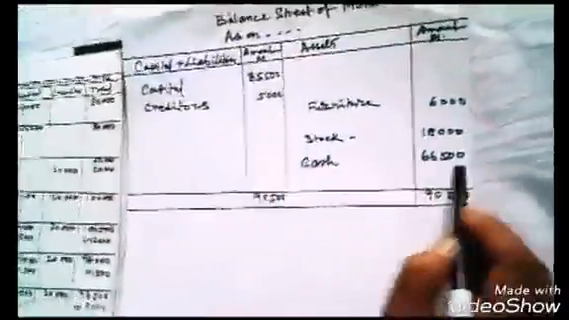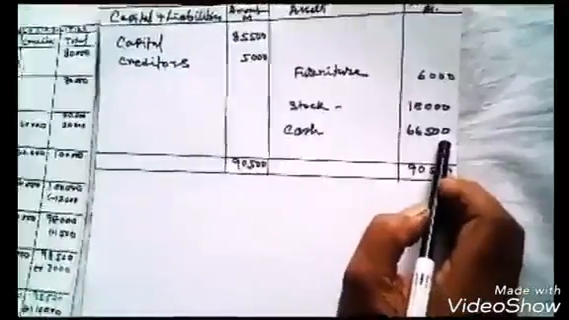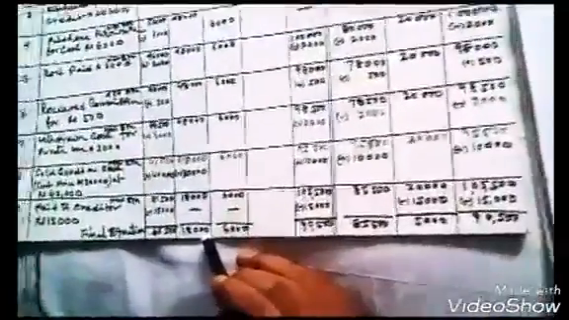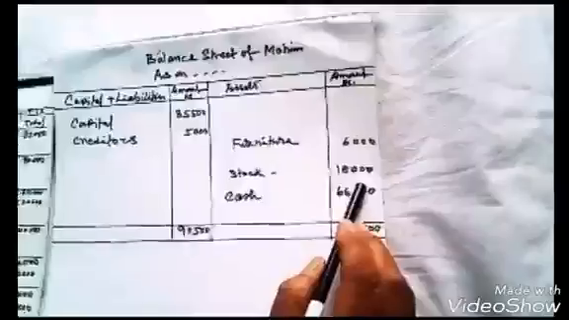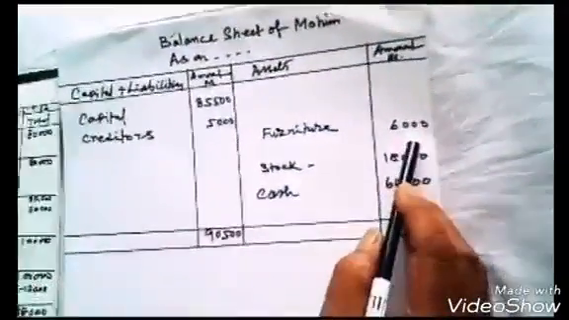Now on the asset side, your cash is 66,500. So here your cash is 66,500. Your stock is 18,000. So stock is 18,000. Furniture is 6,000. Here also furniture is 6,000.